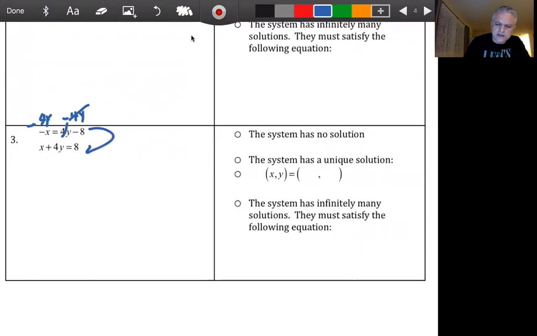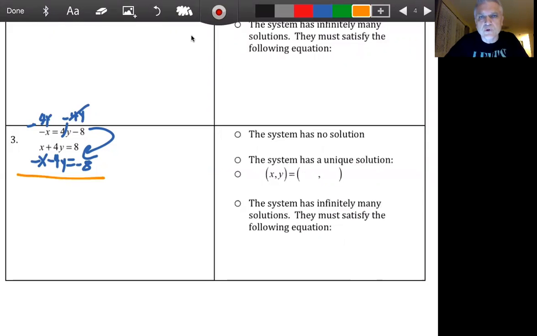Okay, so it cancels this one. So I'm going to rewrite it down here. I get negative x, and now I've got a minus 4y after it. Minus 4y equals negative 8. Okay, so is this set up for elimination? I've got a positive x and a negative x. They are opposites. So yes, I can add these two equations and I'm going to eliminate at least an x.